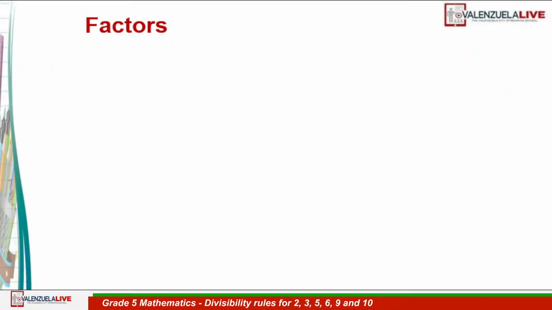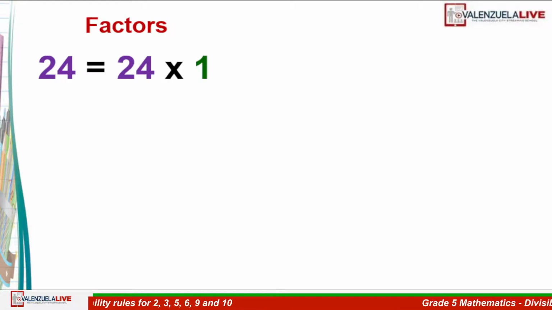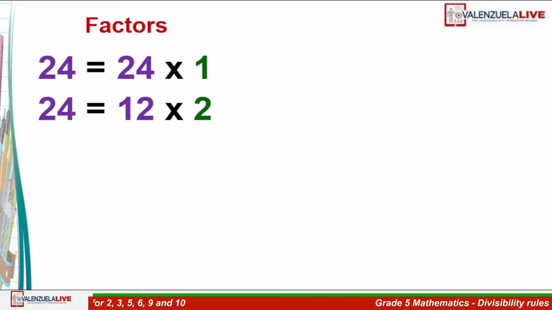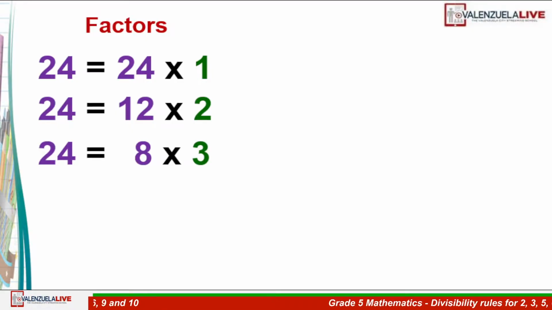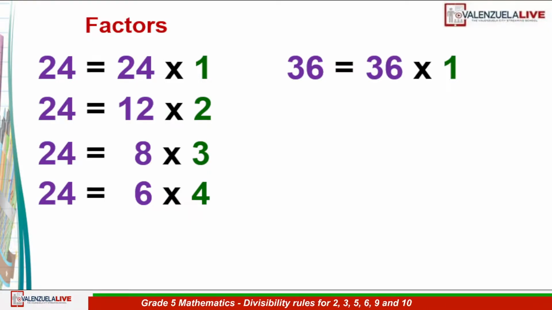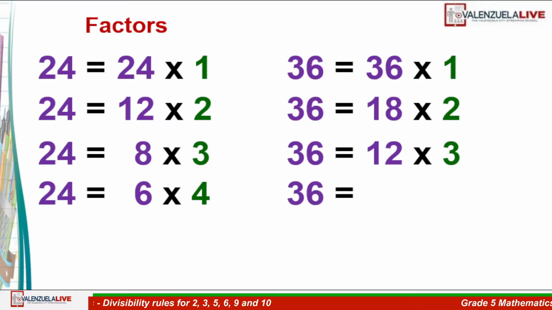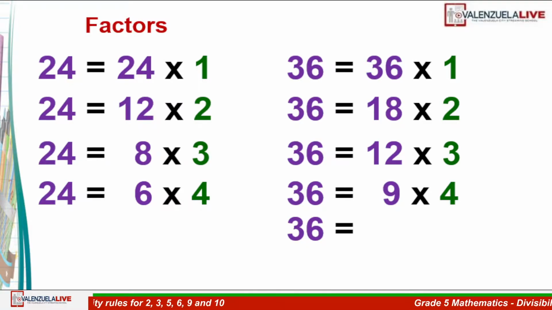Let's find out. Let's have 24 is equal to 24 times 1, 12 times 2, 8 times 3, and also we have 6 times 4. 24 has 8 factors. How about 36? We have 36 times 1, 18 times 2. We have also 12 times 3, 9 times 4, and last one we have 6 times 6.